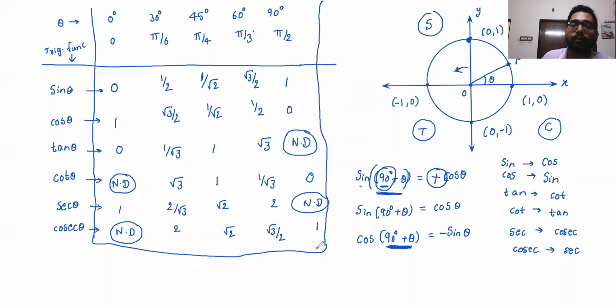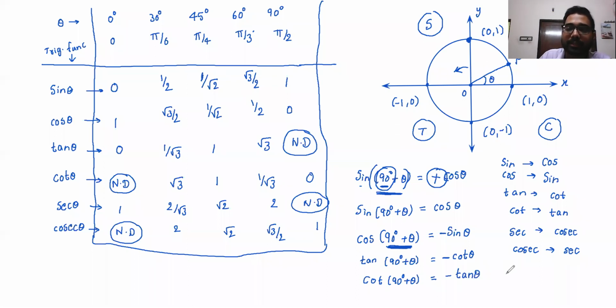Similarly, what will happen to tan of 90 plus theta? You can just divide these two, or you can directly write. Here 90 is there, so tan will change to cot. So directly write cot theta. And 90 plus theta is in the second quadrant. In the second quadrant, tan is negative, so we have to put a minus. Similarly, cot of 90 plus theta is minus tan theta.